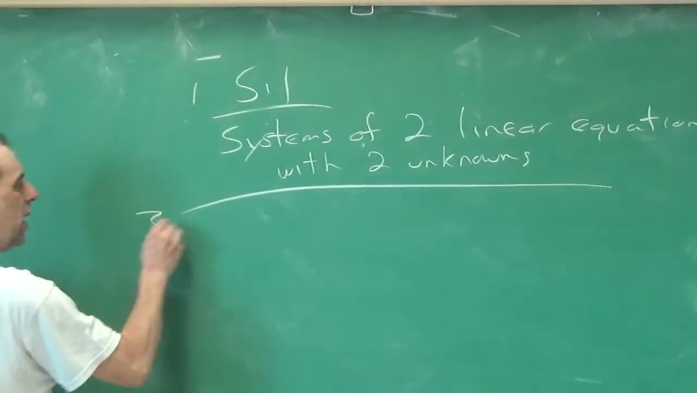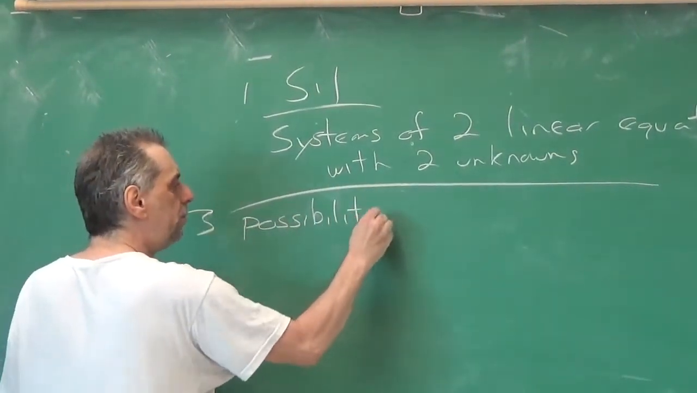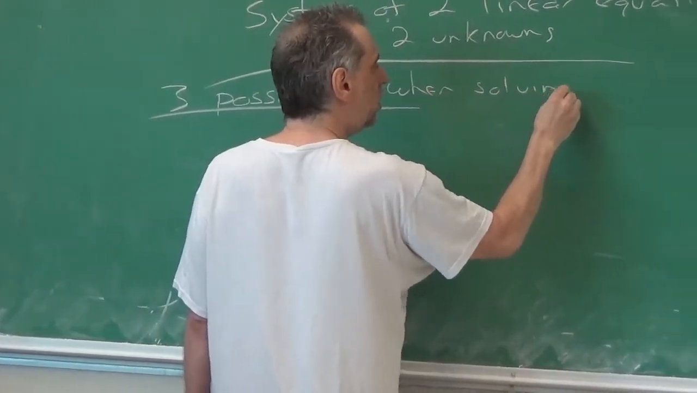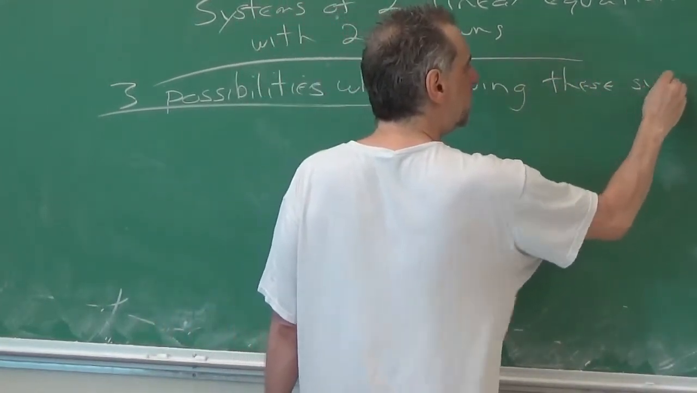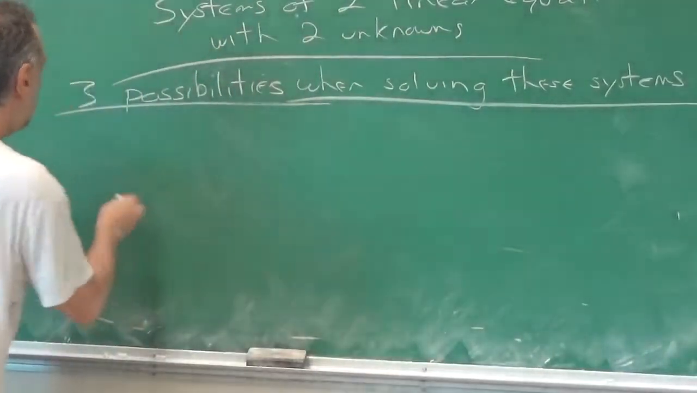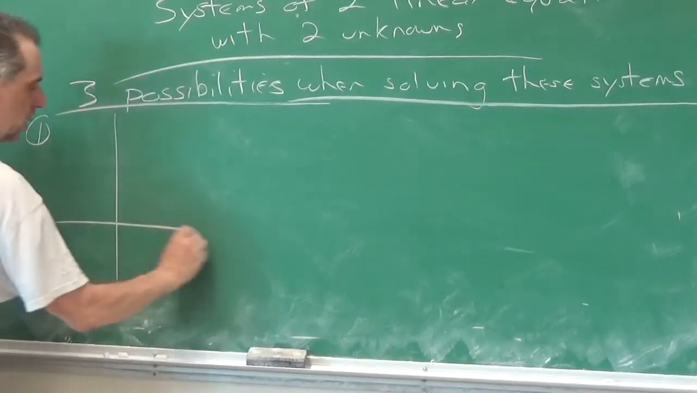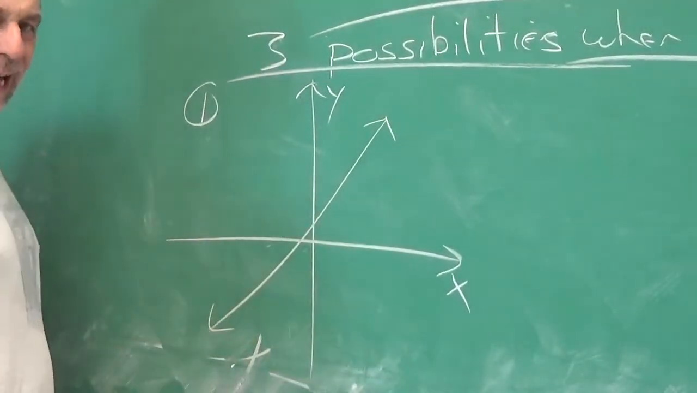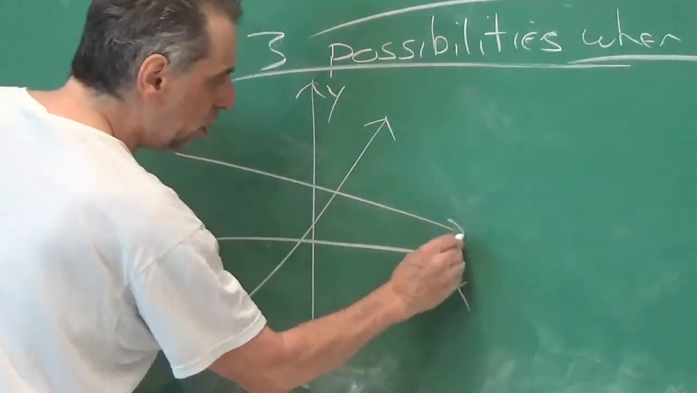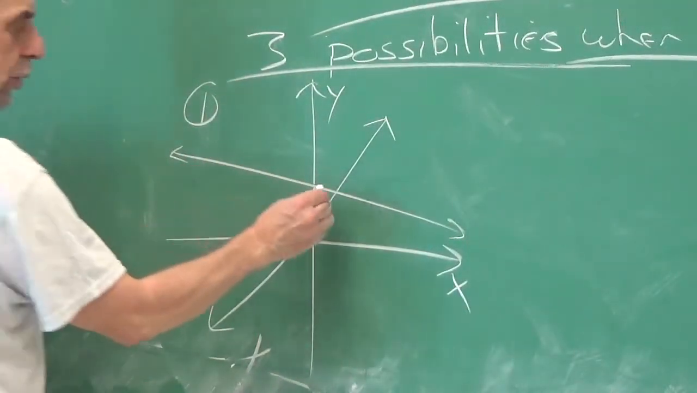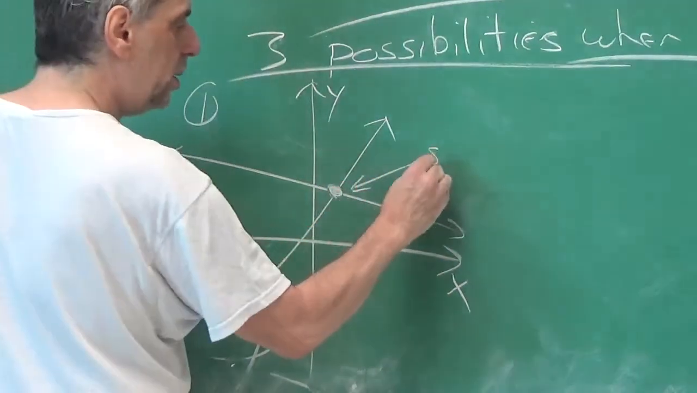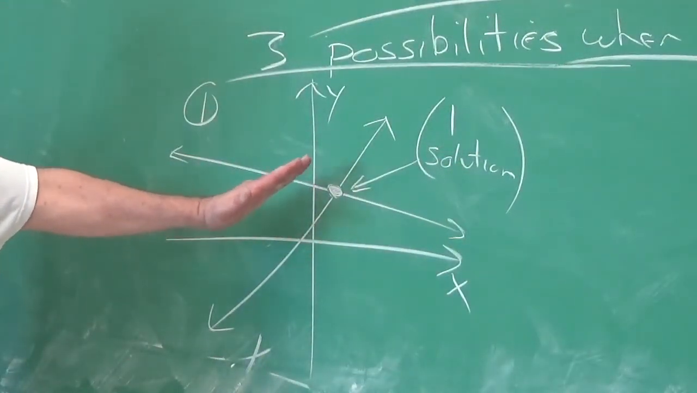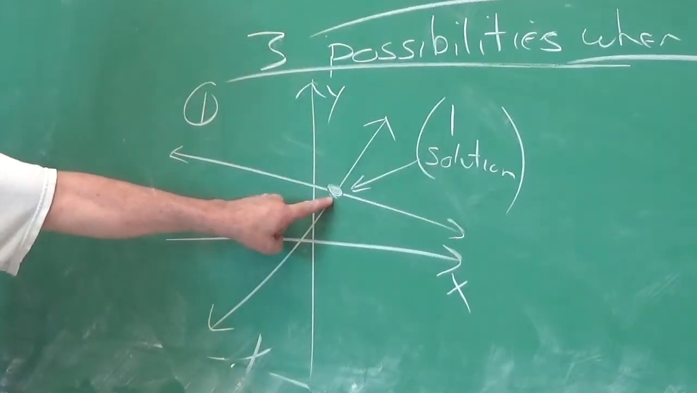So we've got three possibilities when solving these systems. First, because we're talking about straight lines, what we're going to be given is the equation of one line, an equation in x and y, and then a second equation, which is going to be a second line. Our solution is going to be where they cross. In this case, we get one solution. When we're talking about two straight lines, the first possibility is we get a solution, and that solution is going to be the point of intersection.